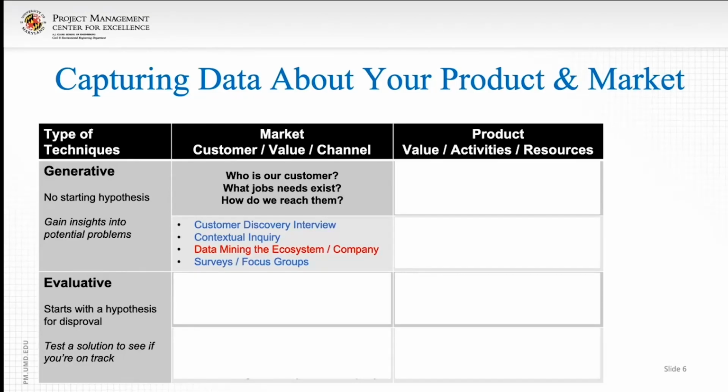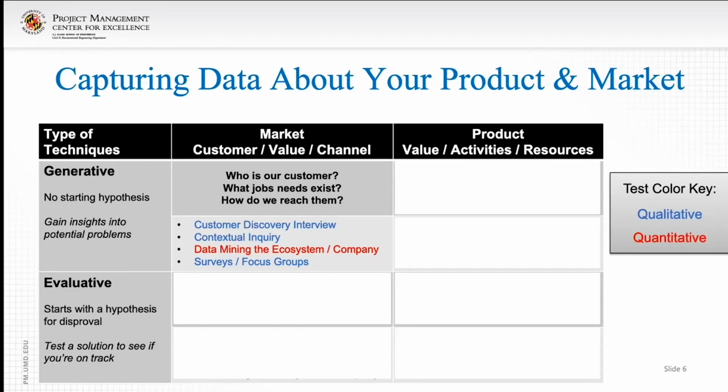We also do what's called contextual inquiry. That's where you go and actually observe people in their environment doing their job to figure out, beyond what they say about it, what do they actually do? We can also data mine our own ecosystem and company. We just talked about that on the previous 2 slides. And then we also can run surveys and focus groups, but oftentimes the results there are limited.